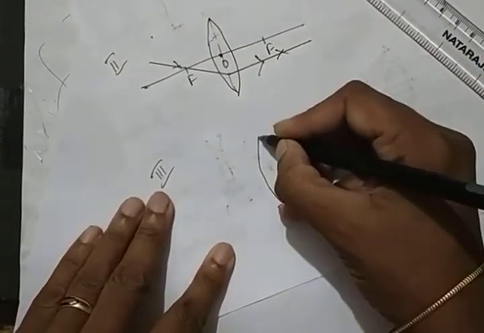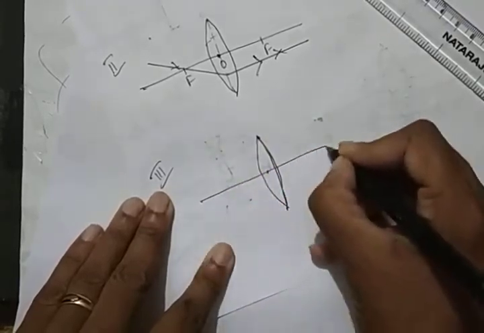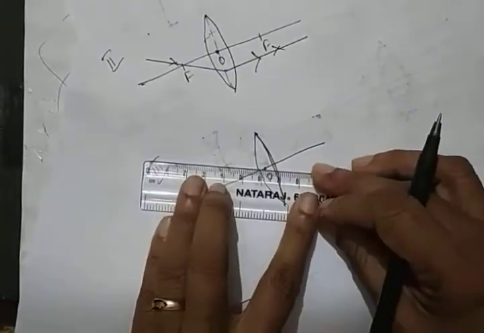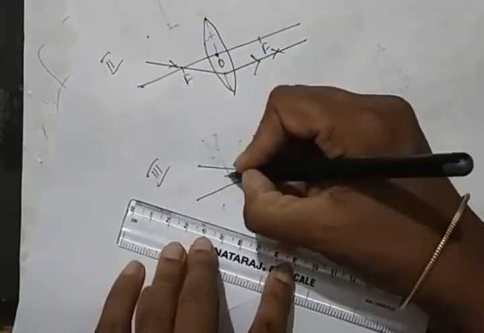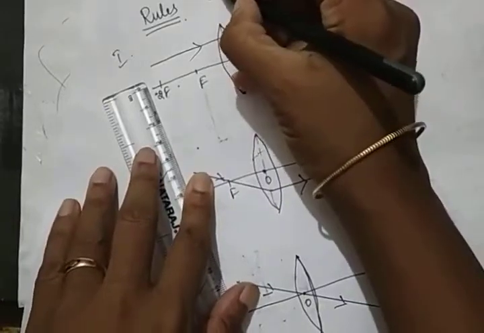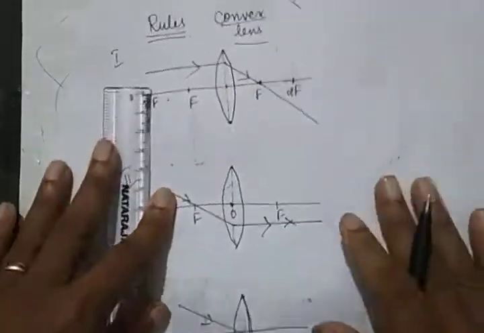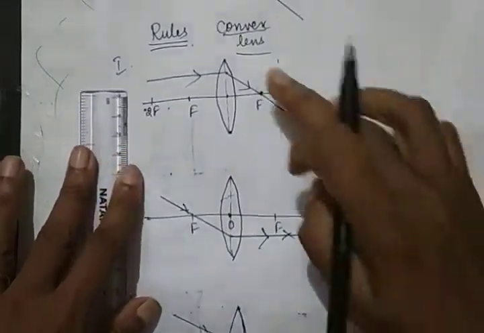Then the third one that we have done already, ray passing through optical center. Third rule is any ray passing through optical center goes undeviated. These are the rules for convex lens. Now for concave, we'll see later. 3 rules, I hope you understood the 3 rules. With these 3 rules, we'll be drawing the ray diagrams.